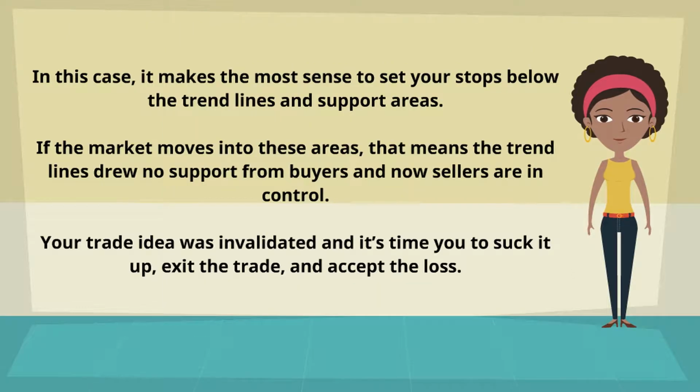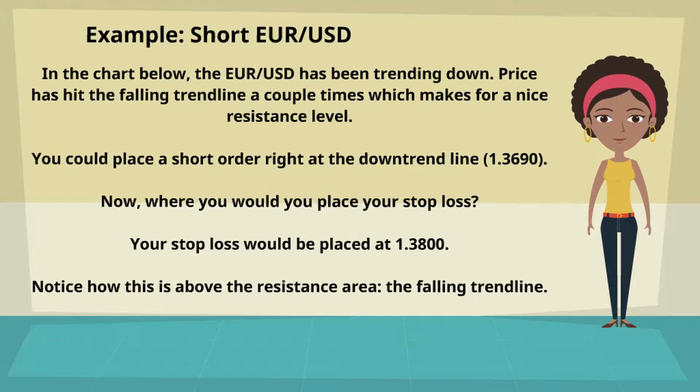In this case, it makes the most sense to set your stops below the trend lines and support areas. If the market moves into these areas, that means the trend lines drew no support from buyers and now sellers are in control. Your trade idea was invalidated and it's time for you to suck it up, exit the trade, and accept the loss.